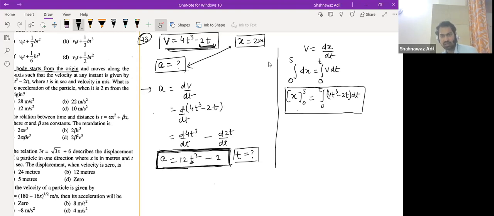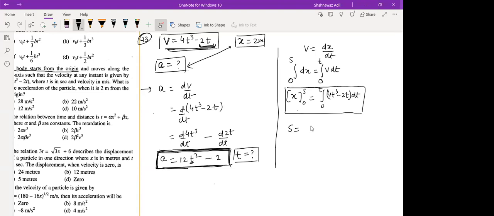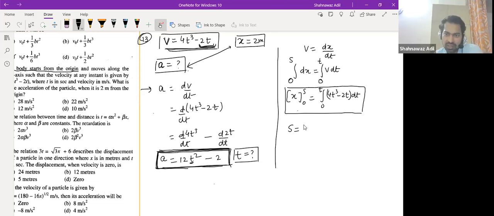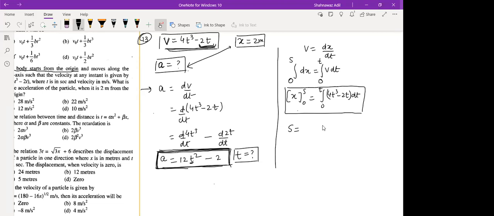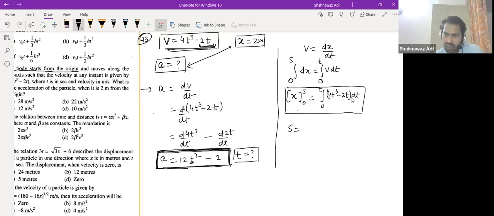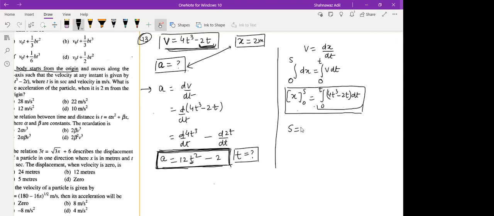Any answers? S is what? Sir, it will be S minus 0, right? Yeah, S minus 0, so that is S. So this would be what? Sir, it will be the integral of 4t cube minus 2t dt. So what would be the integral? I'm asking what this integral would be.